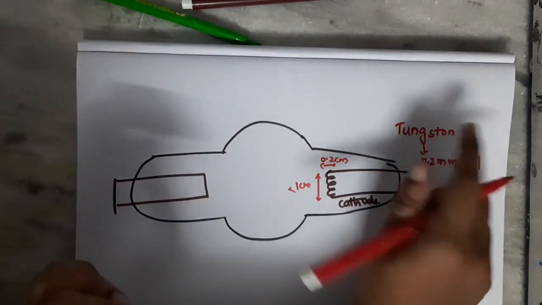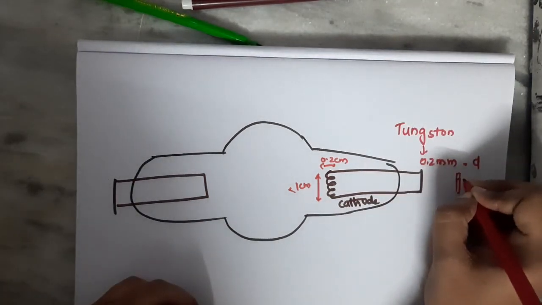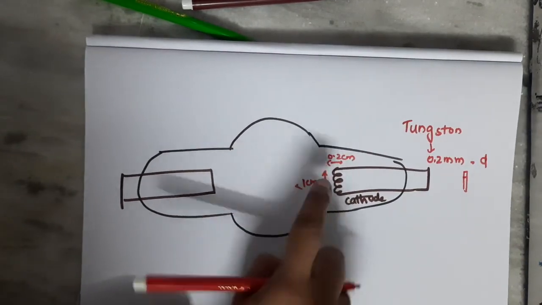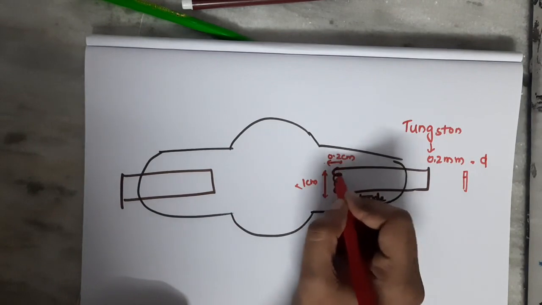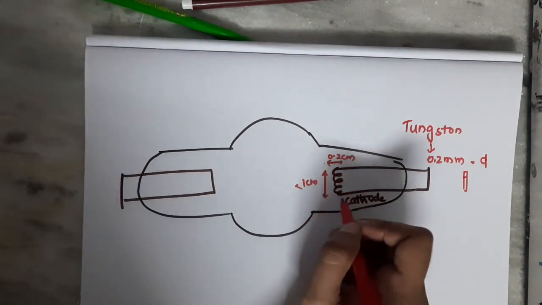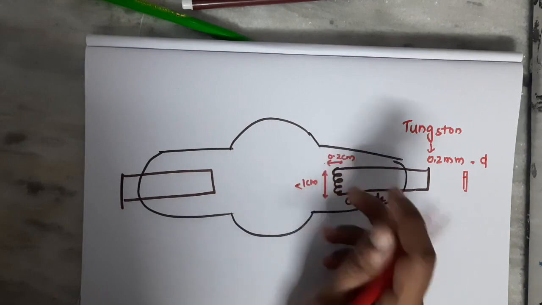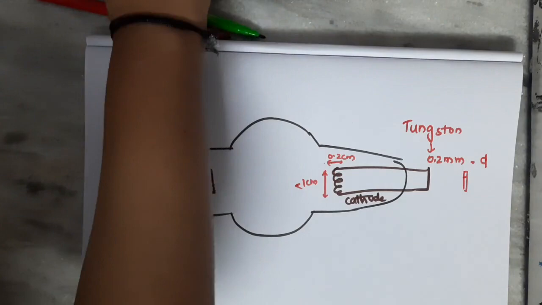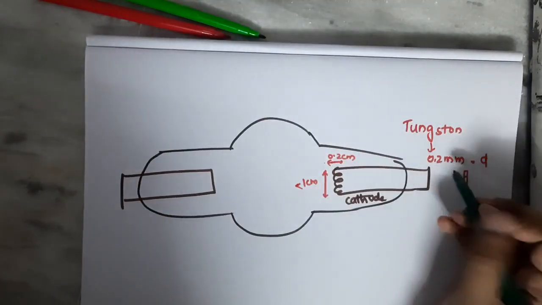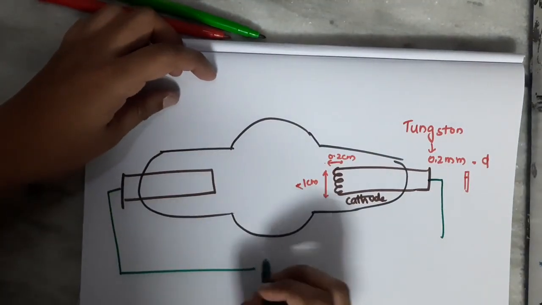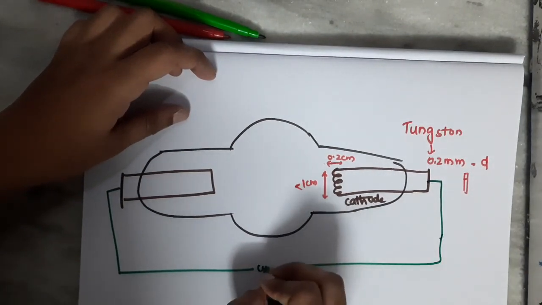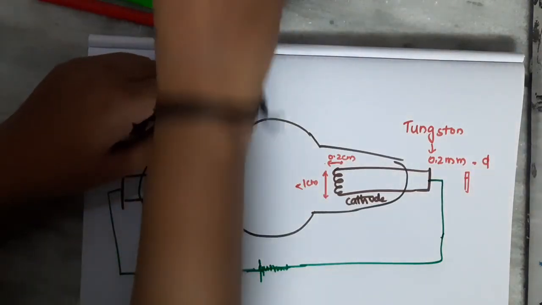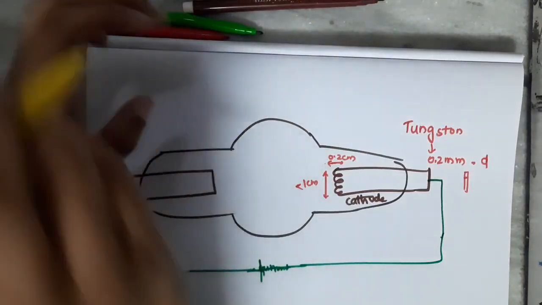The tungsten wire has a diameter of 0.2 mm, and it is coiled in a vertical spiral such that it forms a coil 0.2 centimeters in diameter and less than 1 centimeter in length. When current and potential difference are passed through this X-ray tube, this results in the emission of electrons.